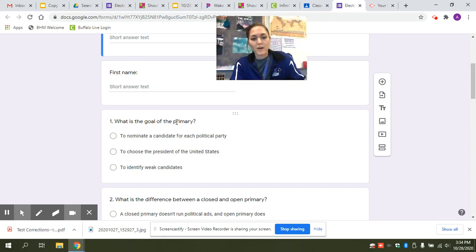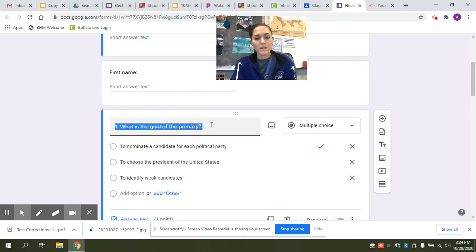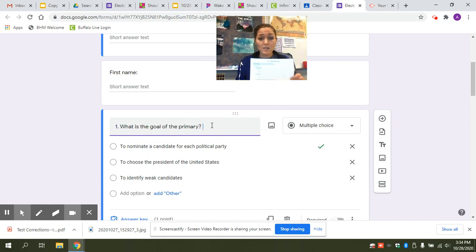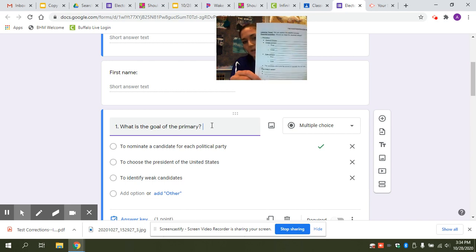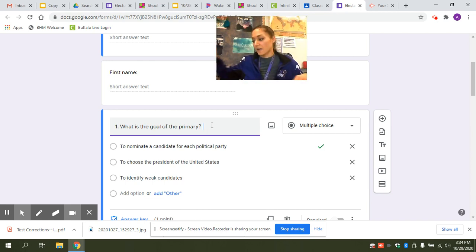So what is the goal of the primary? Primary is kind of the key word there. That's the subject that they're talking about. So in my notes, I'm going to look for a heading that has to do with primaries. And look, it's the very first one. And it should be the first.